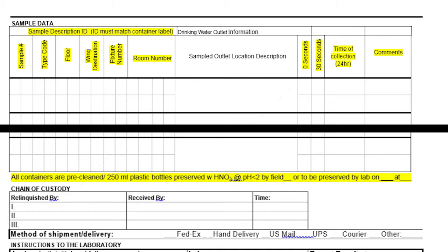It is important to document how the samples are preserved. Include if they are preserved in the field or the lab, the date and time of preservation, and with what preservative. You should contact the laboratory for information on preservation. If the samples are preserved in a laboratory, then the laboratory will complete this information.